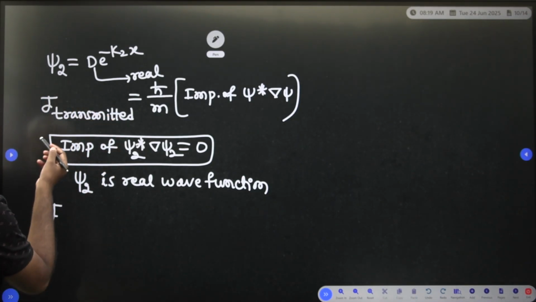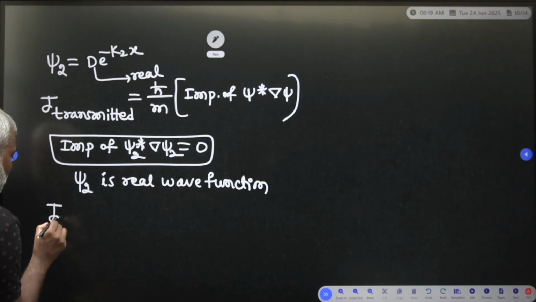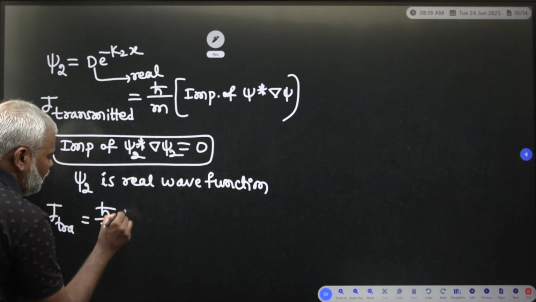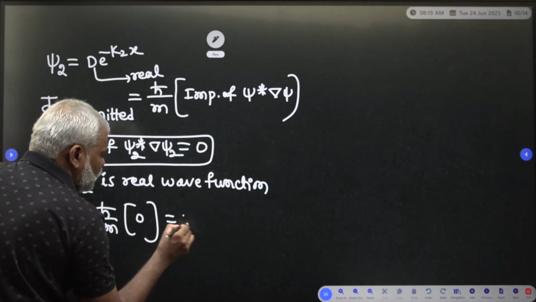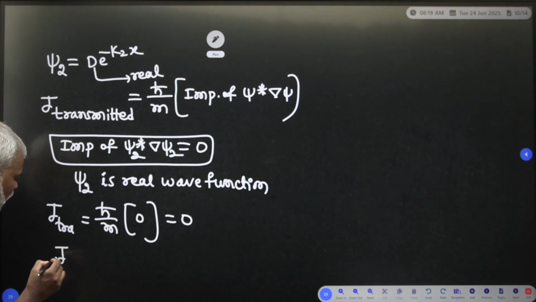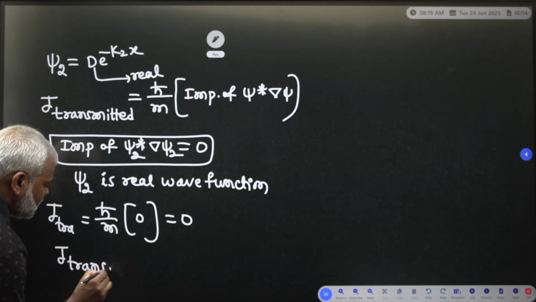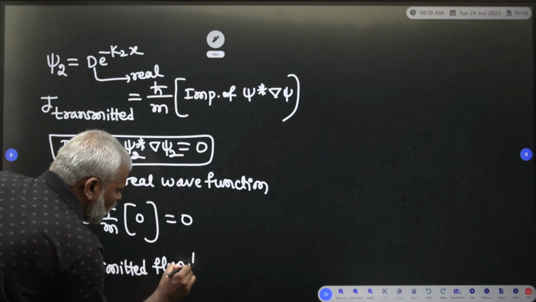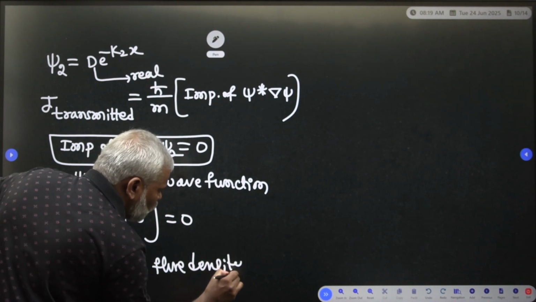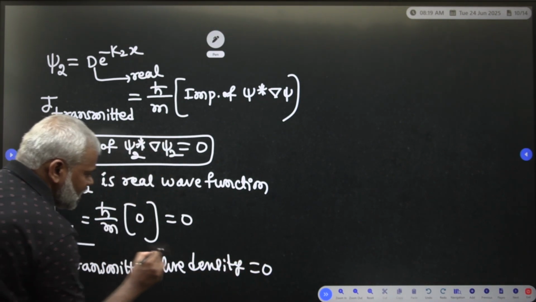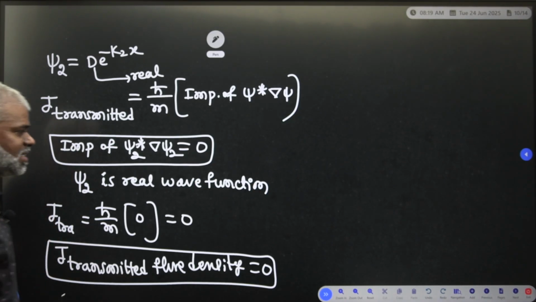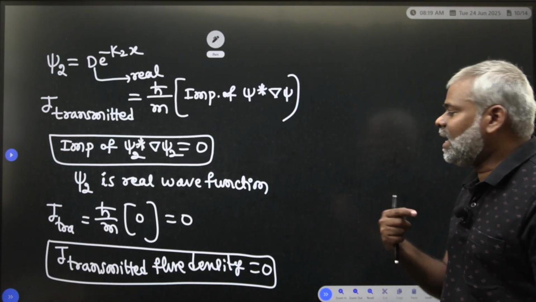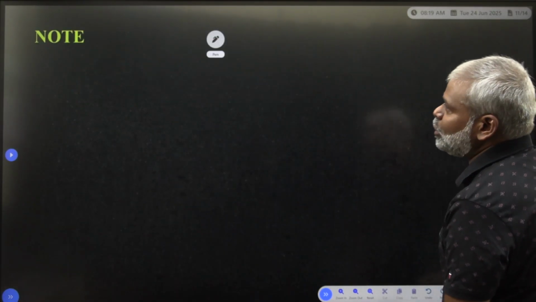So therefore the transmitted flux density, h cut by m into 0, is equal to 0. So the transmitted flux density is equal to how much are you going to get? That is 0. Now we need to calculate the reflection coefficient and the transmission coefficient.